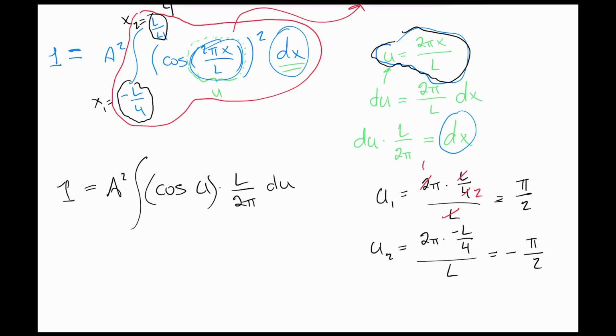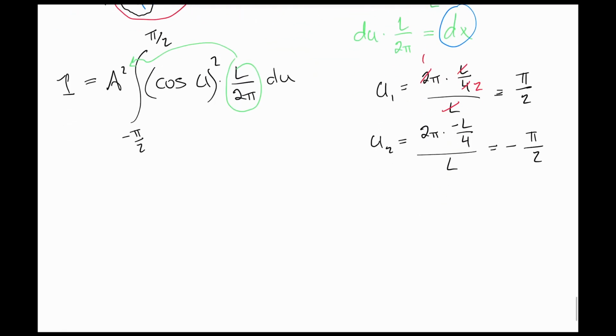And by the way, this whole cosine u here is squared. I forgot about that. So we have negative pi over 2 here, pi over 2 here. This is a constant, so we can move it out over here, which gives us a squared L over 2 pi integral pi over 2 to negative pi over 2 of cosine u squared du.